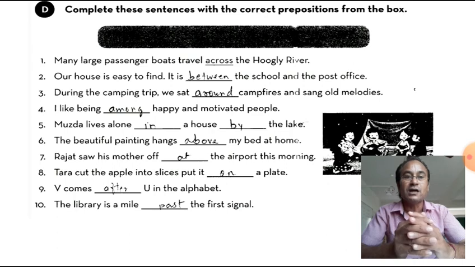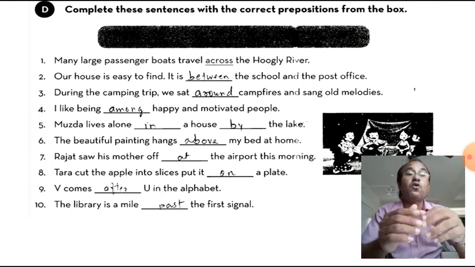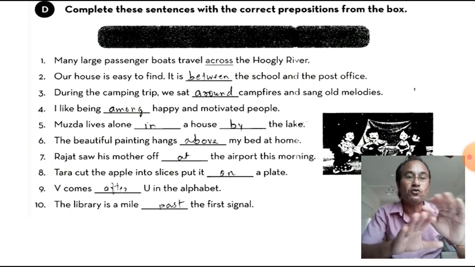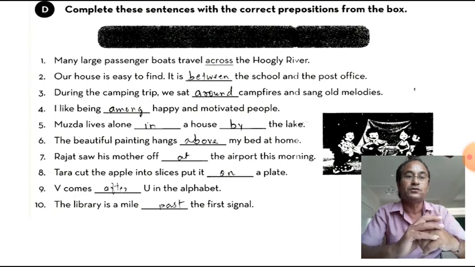Then Tara cut the apple into slices and put it on a plate. Where? On the plate. Place, not time. I will meet you on Monday, that's time. But here it is on the plate, it's place.